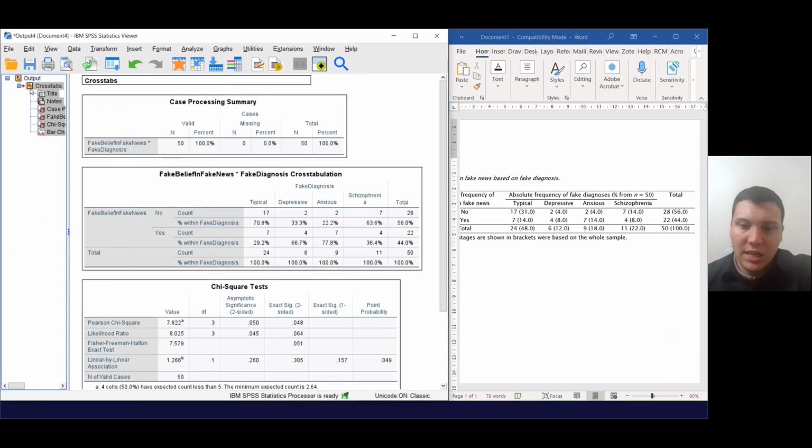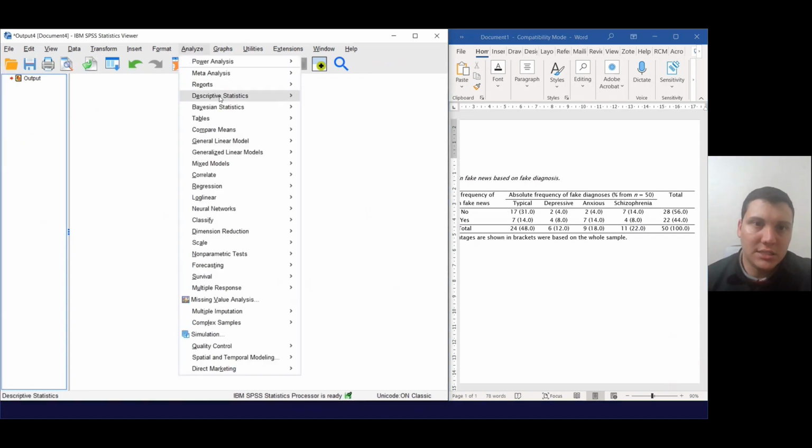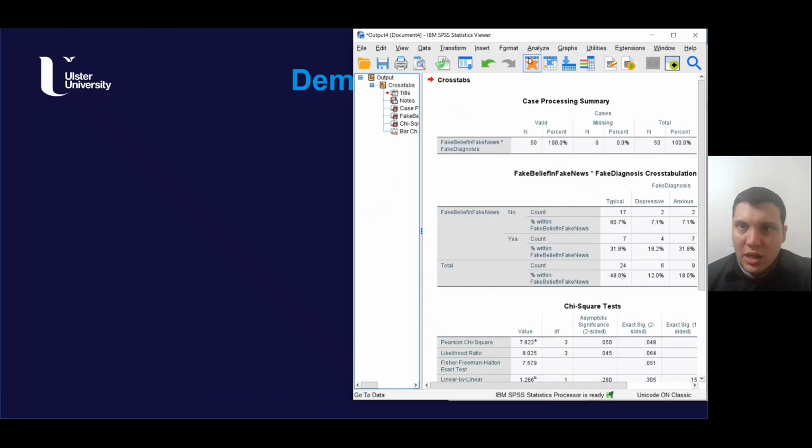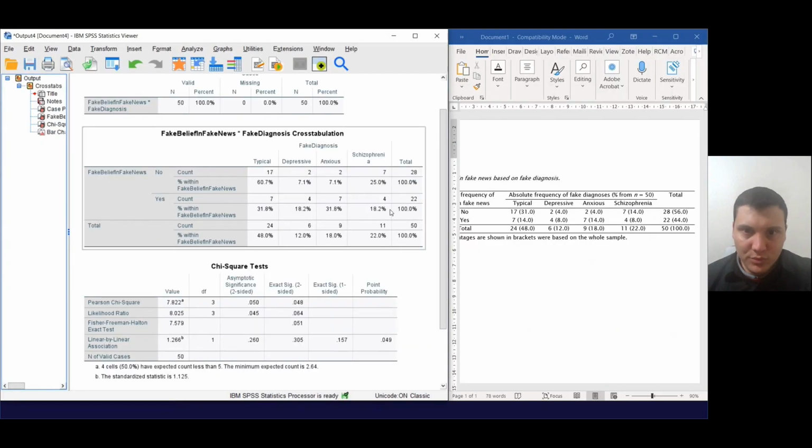We could do the opposite. We could go here to Analyze, Descriptive Statistics, Crosstabs, and Cells, and instead of columns, we want the rows. So, okay, out of the total people who don't believe in fake news, 60% are typical, 7.1% are depressive, 7.1% are anxious, 25% are schizophrenic. Out of the 100% people who do believe in fake news, 31% are typical, 18% have depression, 31% anxiety, 18% schizophrenia.